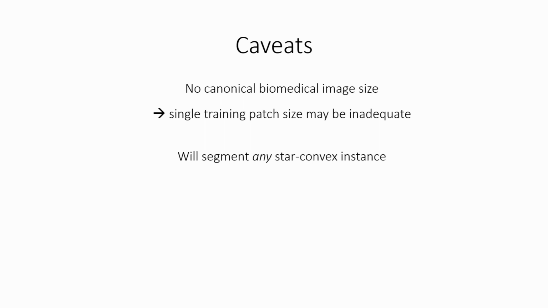Further, our network is trained in such a way that it will segment star-convex instances of any intensity. In applications where only some intensities are of interest, our networks will produce spurious predictions. Fortunately, these can then be filtered out by simple post-processing.